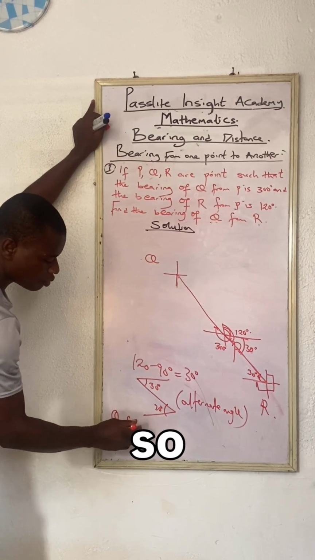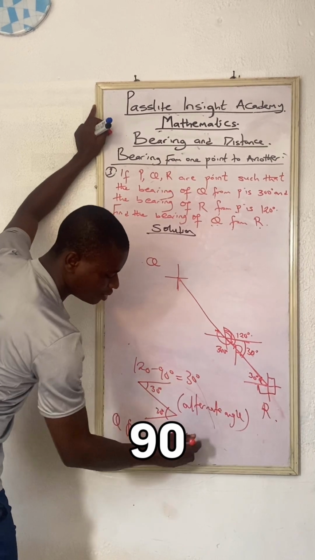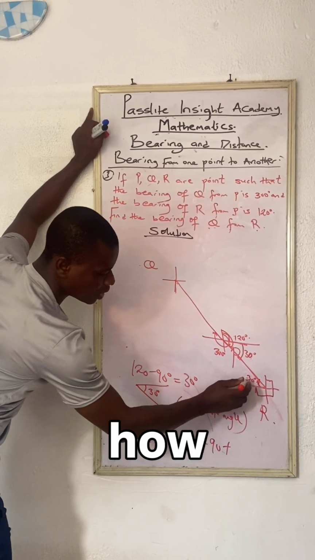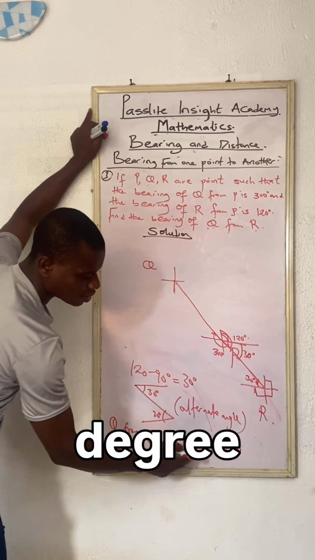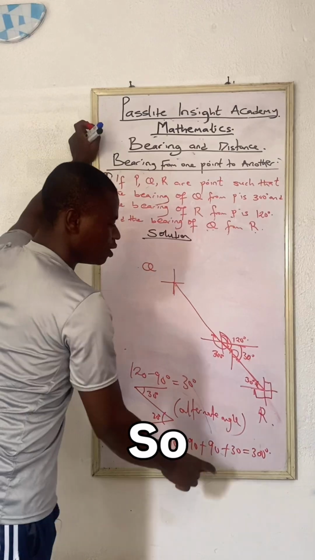So let's add it again to get our Q from R. Q from R now. So we have 90 degrees, we have another 90 degrees, we have another 90 degrees, then we have 30. So add them up together, this is 300 degrees. So the bearing of Q from R is 300 degrees.